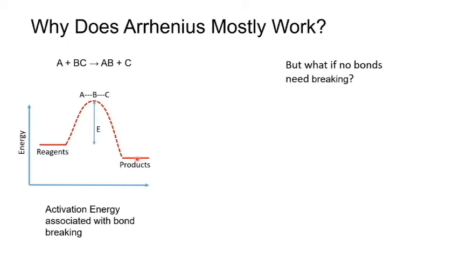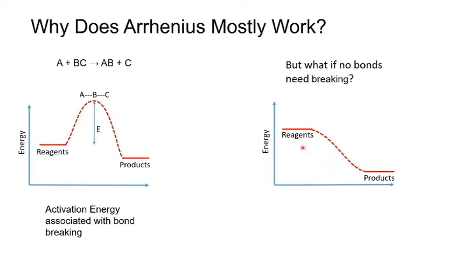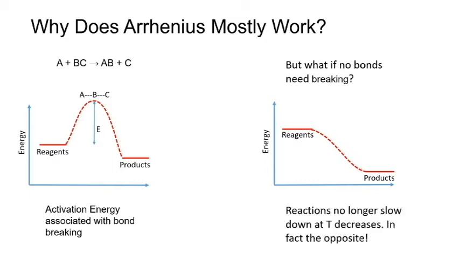But what about a reaction if no bonds need breaking, if all we're doing is forming a bond? Well, in that case, the energy profile looks quite different, and we move smoothly from reagents to products, downhill in energy all the time. So in this case, reactions no longer slow down as temperature decreases. In fact, it's the opposite. They get faster as temperature decreases.